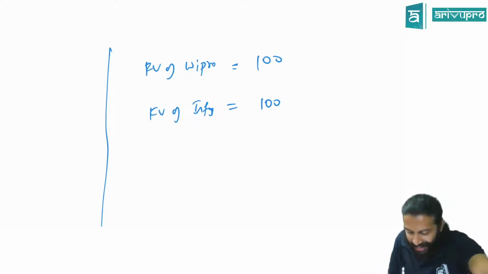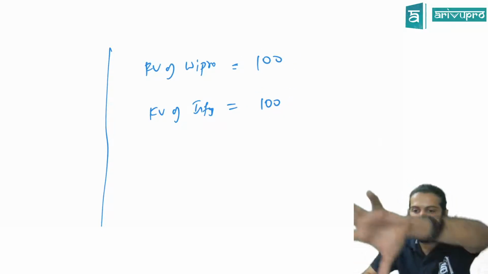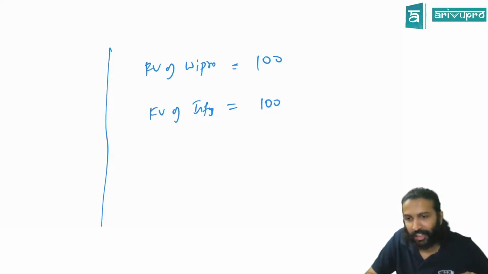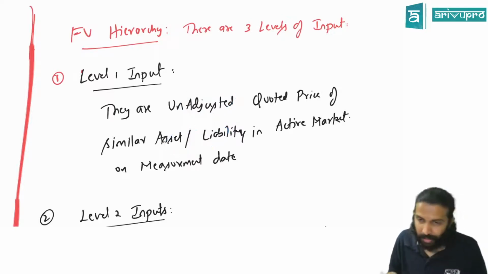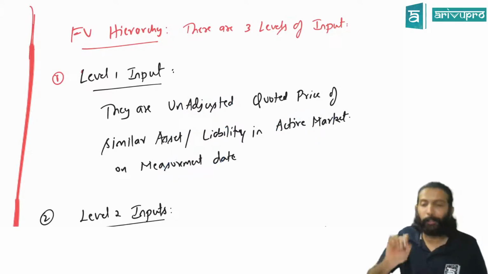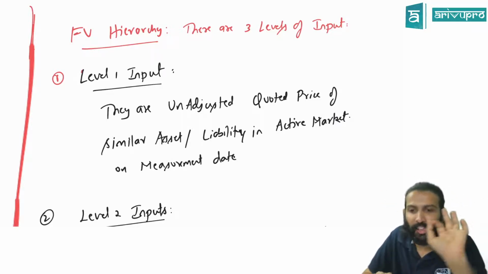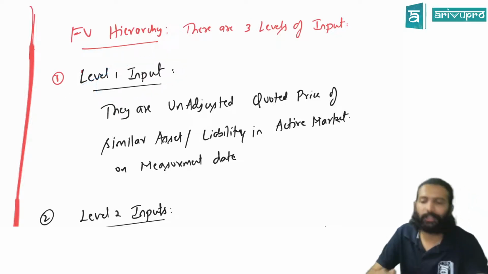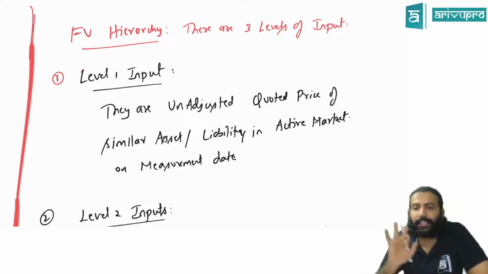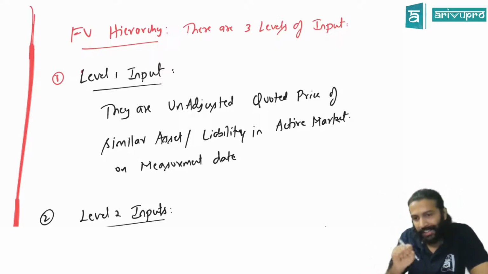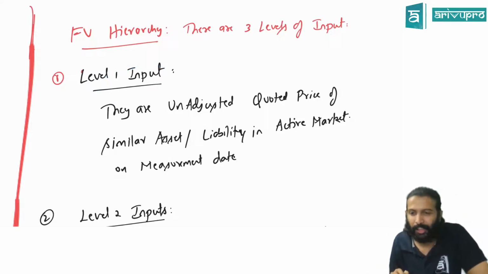Unadjusted means you're not doing any adjustments from this 100. If this is 100, yours also is 100. You're taking the other company's quoted price and not doing any adjustments. Hence we wrote here: unadjusted quoted price of similar assets and liabilities in the active market on a particular date. If you are doing that, then such an input we call Level 1 input. Basically no adjustments. Take the other company's fair value as it is and measure it. If you can conclude that, we call it Level 1 input, which is pretty rare, correct? Normally we do some adjustments.